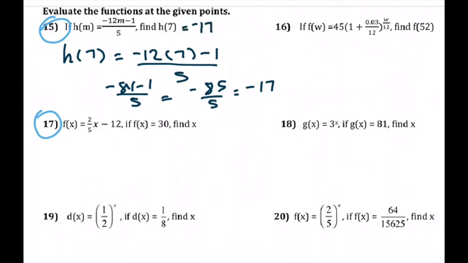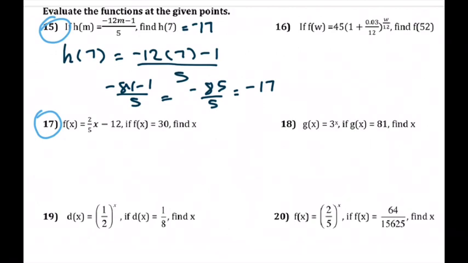It's negative 17. That means, and you don't have to write this, that if you went over to 7, you'd go down to negative 17 to find the graph. That's what it means, okay? All right, now let's take a different look at this, and let's go to number 17.